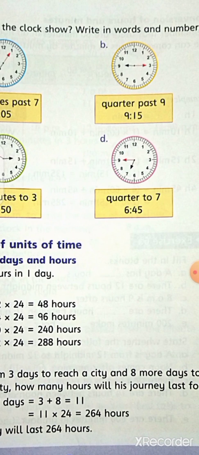Now look at this clock in B part. Hour hand is just after 9. Very good. And minute hand is exactly on 3. That is shown in red. So we can say quarter past 9. Very good. Or 9:15, because at 3, if you count 1, 2, 3, there are 3 intervals after 12, so it means 15 minutes have passed, and hour hand is just after 9, so time is quarter past 9 or 9:15.